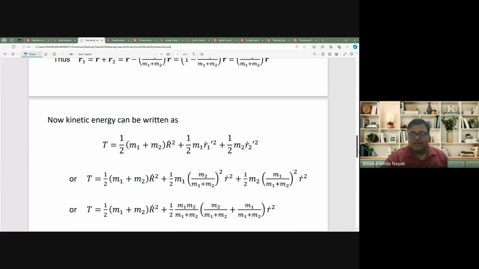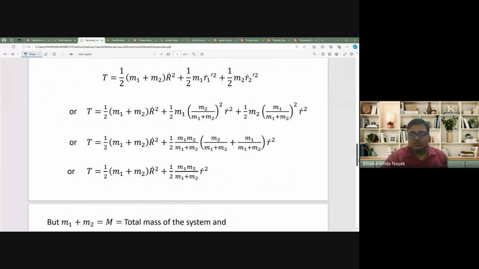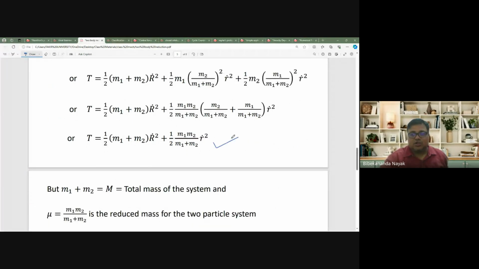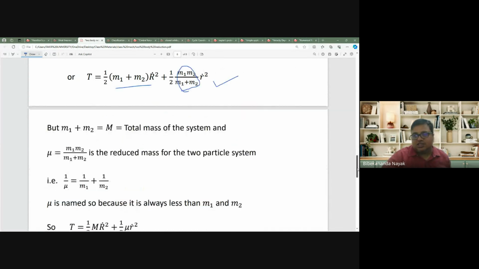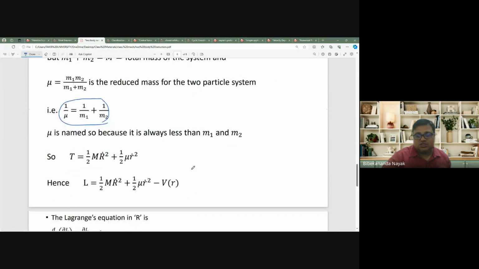Now we get the kinetic energy in this form. By substituting all this, we get this form. Half M r dot square is the center of mass kinetic energy plus half m1 m2 by m1 plus m2 r dot square, where m1 m2 by m1 plus m2 is known as reduced mass. Why is it called reduced mass? Because it is less than both m1 and m2. And the general formula I know is 1 by mu is equal to 1 by m1 plus 1 by m2 for reduced mass. Using this we found this is the equation in terms of r dot square.